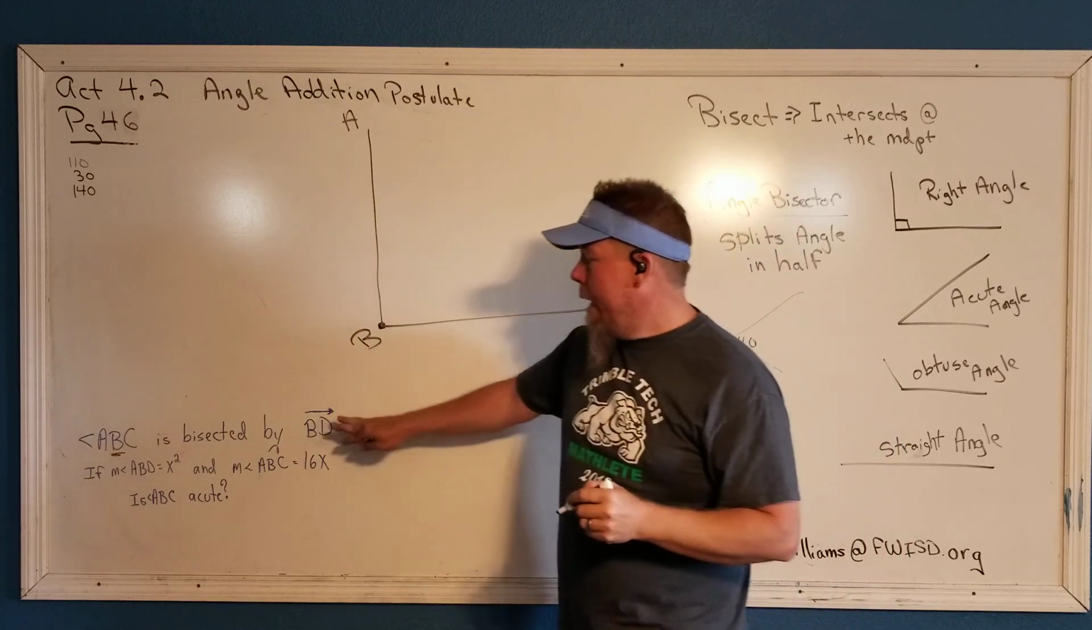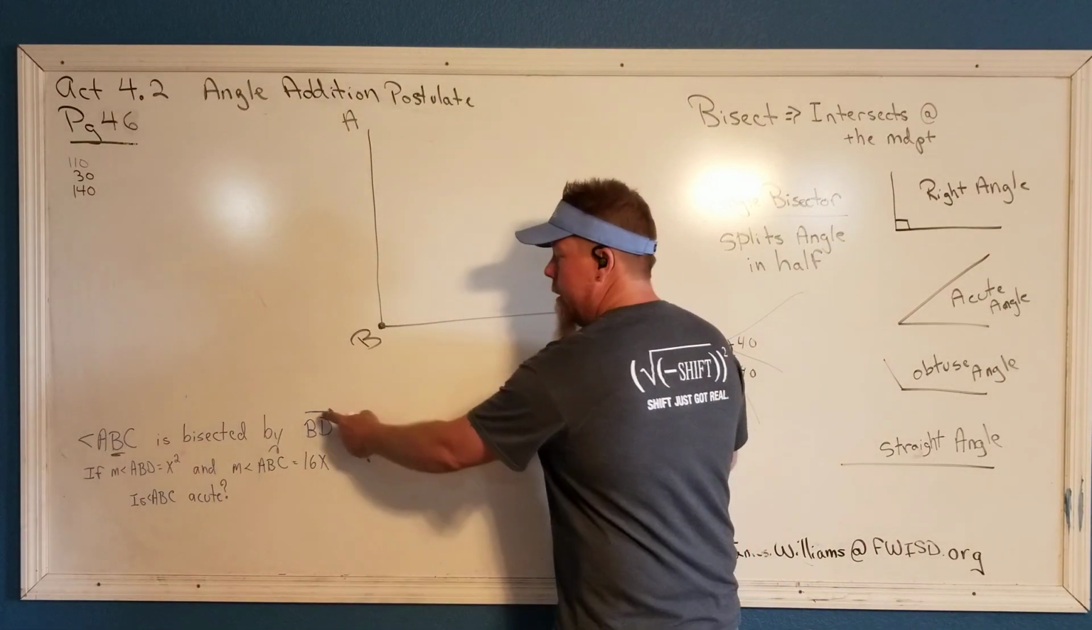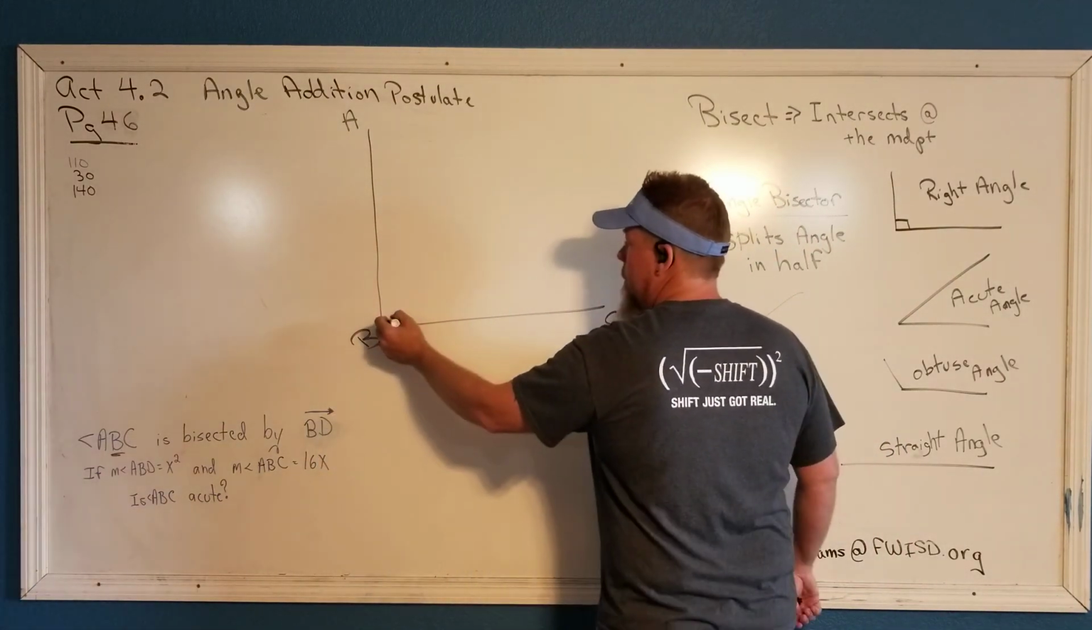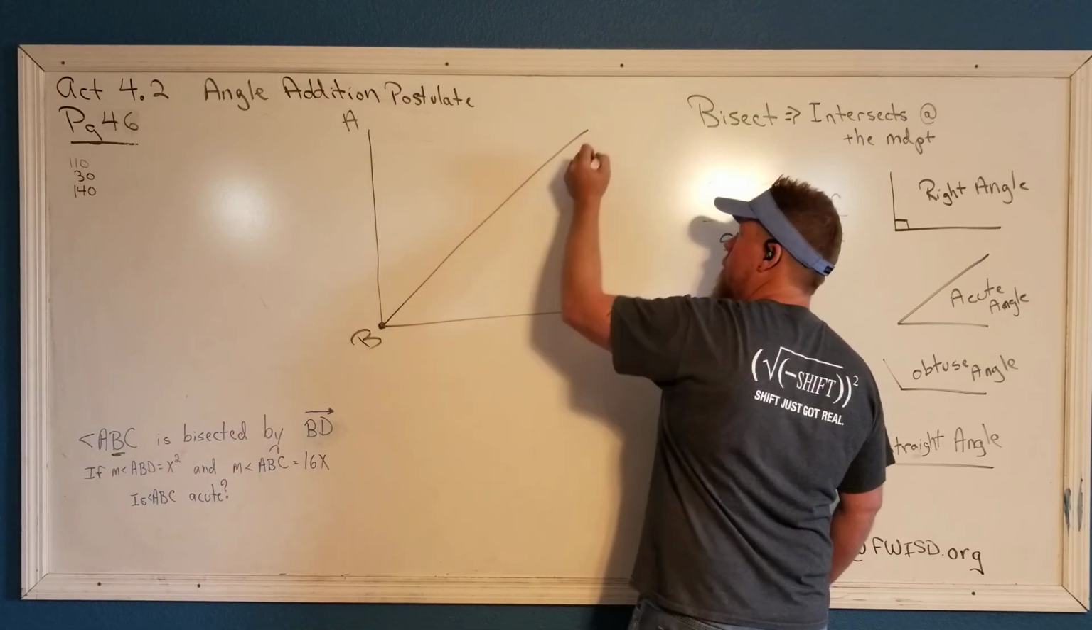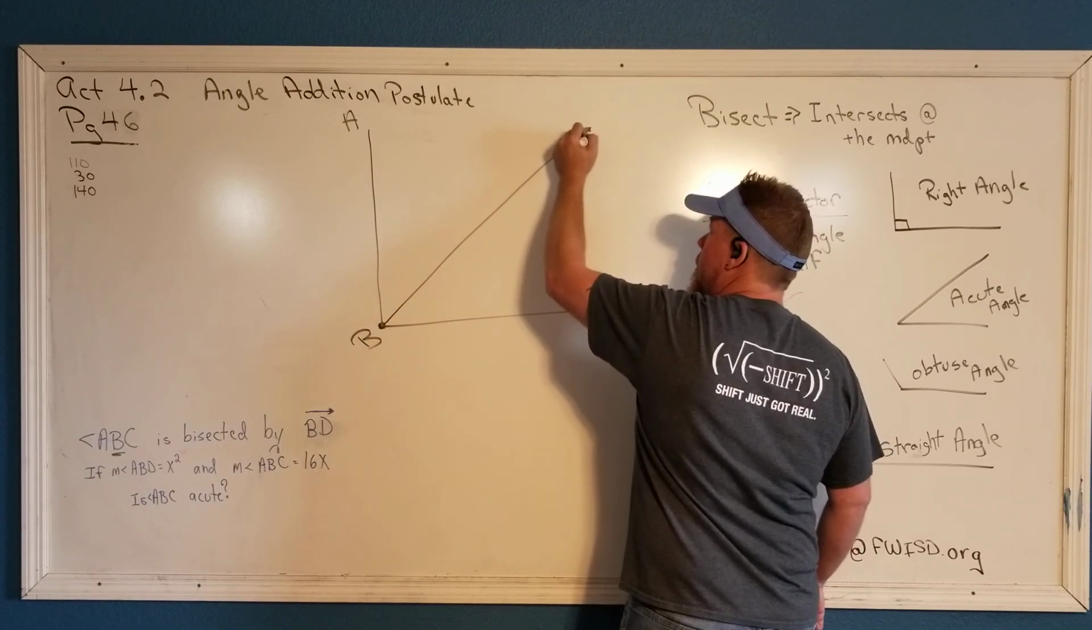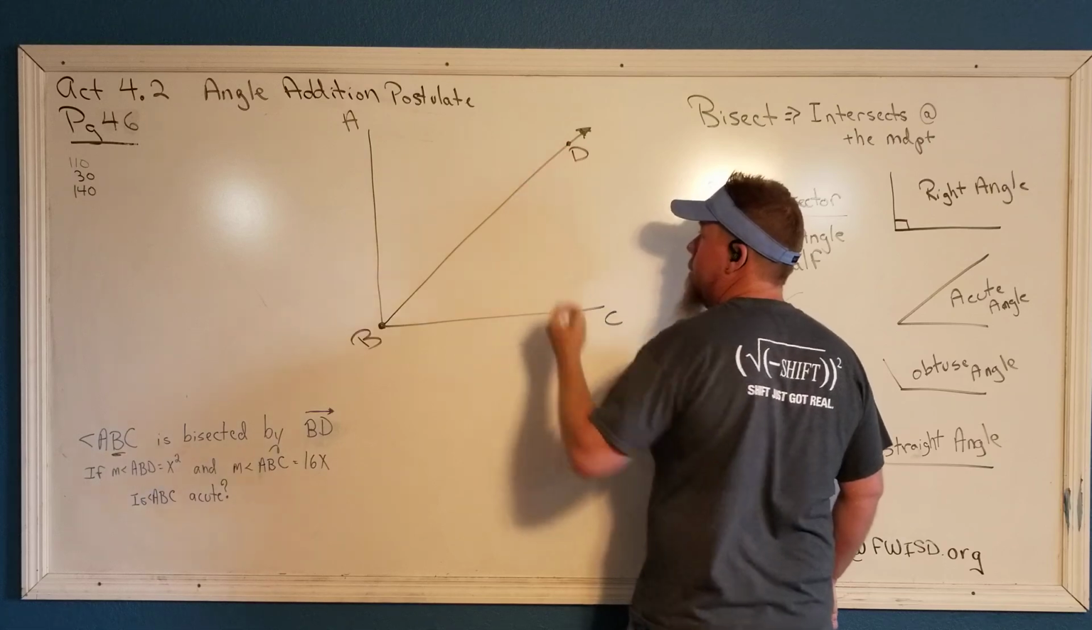All right, now I said it's bisected by ray BD. Notice that it starts at B and goes through D. I'm going to try to draw it about in the middle. All right, and so it goes through D, right? So there's my drawing.